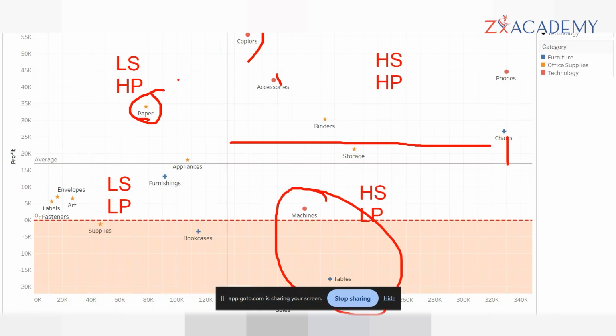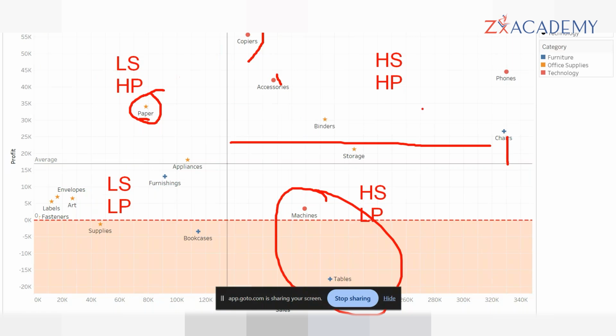But when it comes to those particular products like phones, chairs, binders and all this, we are able to see a good profit only because the sales are very good. So here we need to know what the overhead cost is and all these things, and how we can increase the profit. The sales are good, but the profit is not good. So how we can increase the profit is a major thing we need to look into.